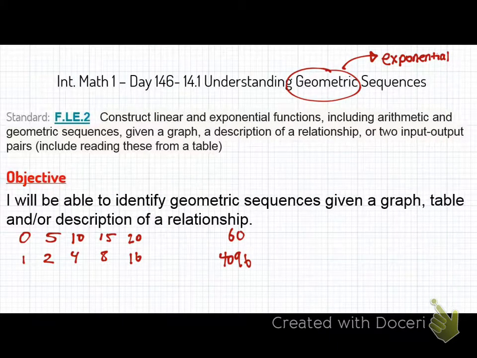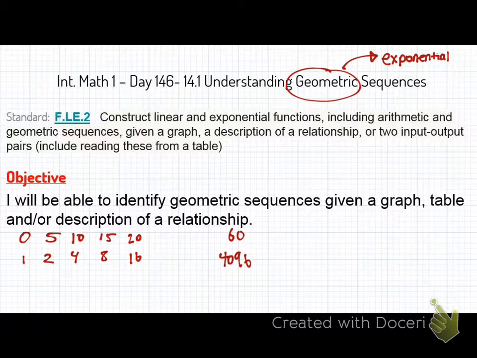Remember how I said geometric sequences are exponential? Remember that whole idea? Exponential. So like this first example, 0, 5, 10, 15, 20. This is not geometric. It's being added by 5 every time. You all see that? Add 5, add 5. This one is. What am I doing from here? I'm multiplying it by 2.